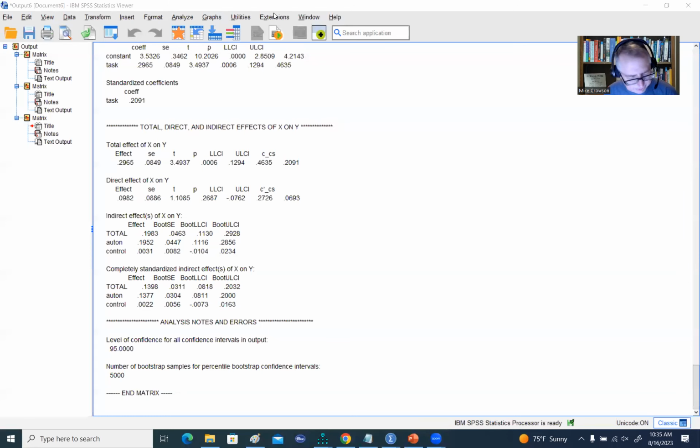If you look below, you can also see we've got the completely standardized indirect effects and the confidence intervals associated with those as well. So here we have the standardized specific indirect effects and those confidence intervals that are given right here. And so once again, basically the indirect effect of task orientation on intention to continue by way of the autonomous motivation variable is significant, whereas the effect by way of controlled motivation is non-significant.